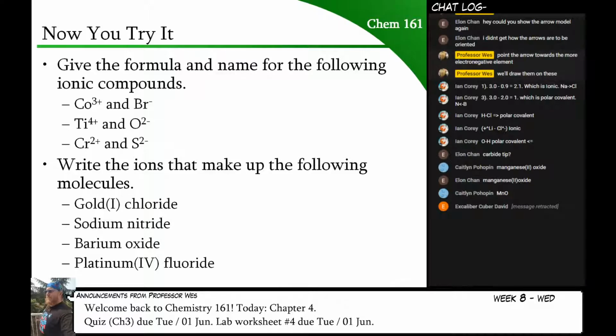All right, let's look at these. So we've got cobalt with a 3+ charge. Cobalt 3. We got Br-, which is bromide. There's the name. And the formula would be, well, if there's 3+, I need 3 of these negatives to balance it out. There you go.